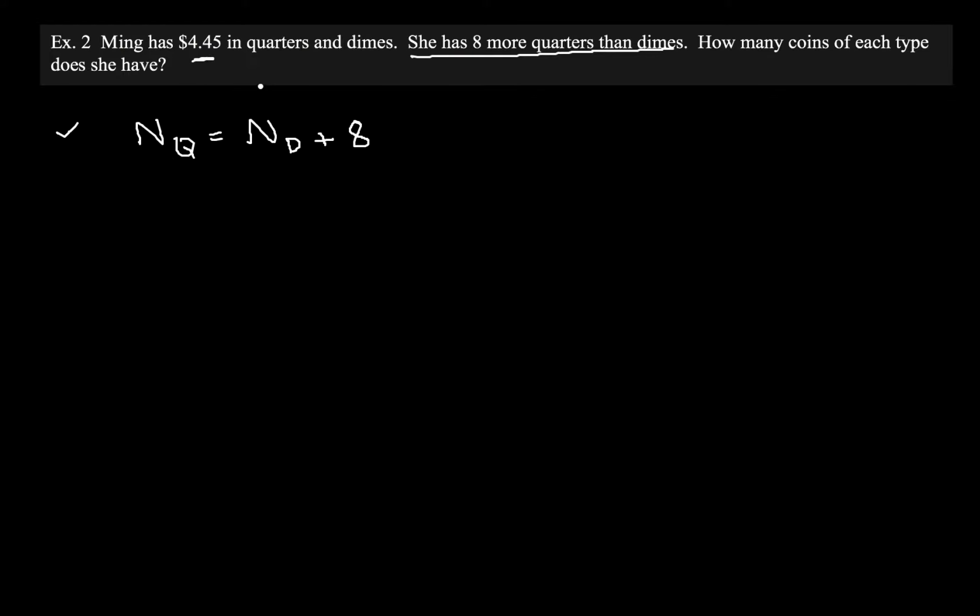So we have $4.45. We have quarters and dimes. Let's do the dimes first: 10 times the number of dimes. This is our value equation. The other one is the number of coins. It has nothing to do with how much they're worth. It just tells us that we have 8 more quarters than dimes. This one, on the other hand, has to do with the value of the coins.